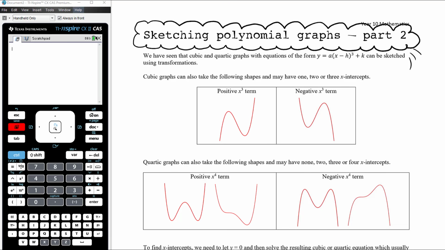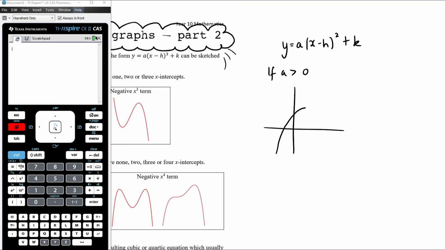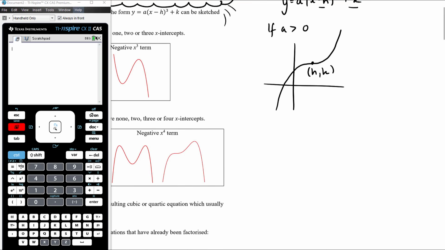Okay, so this is our second video on sketching polynomial graphs. In the previous video we looked at polynomial graphs, and initially we're going to focus on cubics and quartics. In the last video we looked at cubics of this form, and we know that if a is bigger than 0, that's going to give us a cubic graph of this shape with its point of inflection at (h, k), because it's translated to the right by h and up by k, and it's going to go up as we go from left to right.